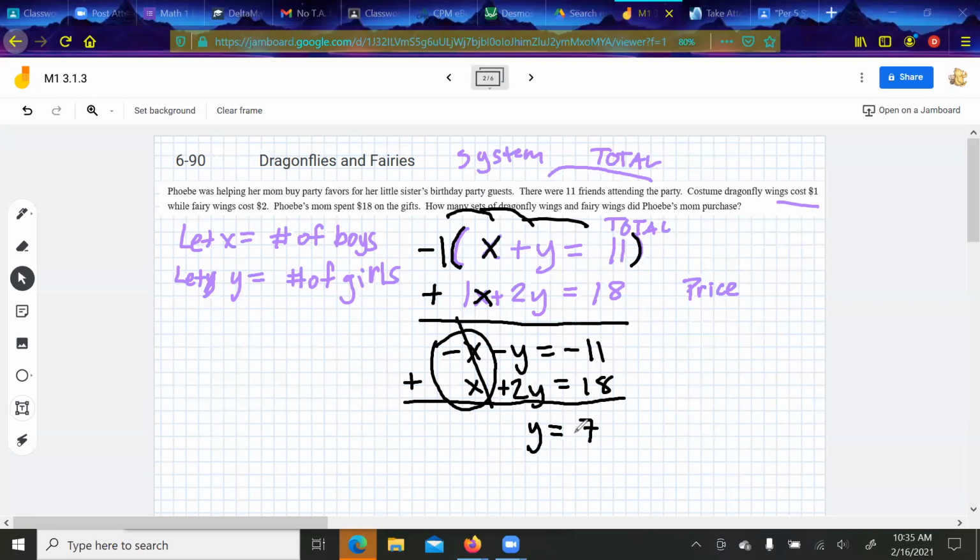So what does this mean? 7 whats attended the party? Look back at your statement. Good. That's the number of girls, right? So girls or dragonfly wings, that's the number of wings they bought. You're both right. So I'm just going to say 7 girls attended the party, but those are the dragonfly wings also.